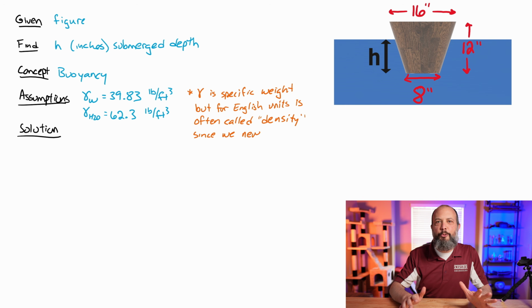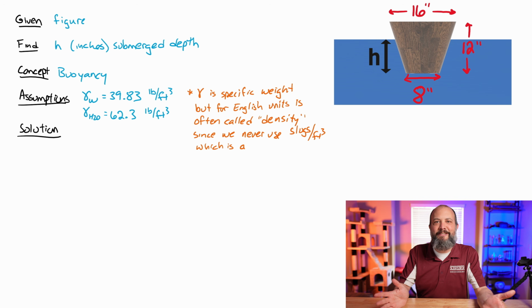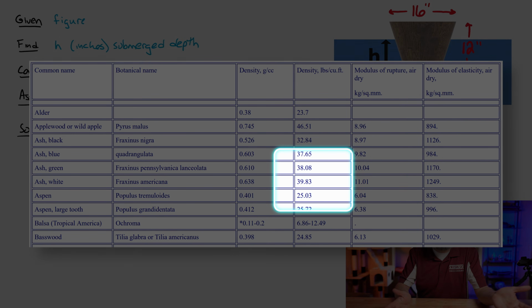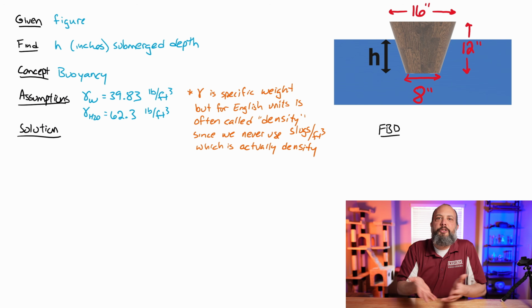So we're starting with specific weight of water, 62.3 pounds per cubic foot, and that's pretty typical for room temperature. Since I drew this picture in Inventor and colored it using white ash, we'll look up the properties for white ash and find 39.83 pounds per cubic foot for wood, which seems reasonable. It just needs to be less than water so that it will float.